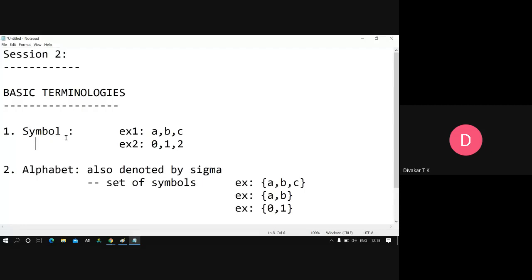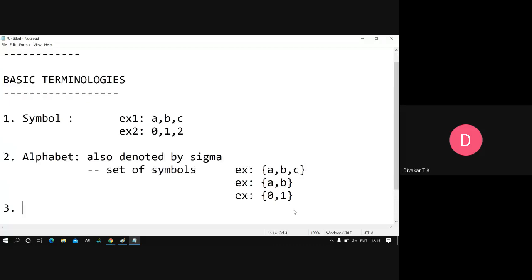Understood, everyone? Understood now what is symbol, what is alphabet? Any doubt, guys? If you have a doubt, you can ask. Third one is about strings. Okay, strings.